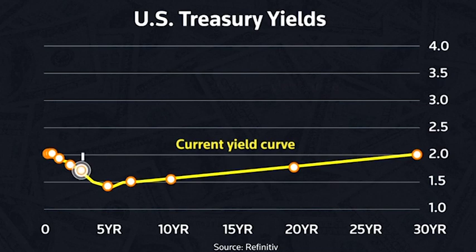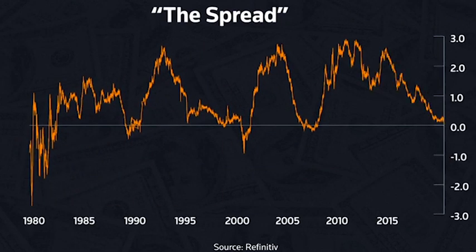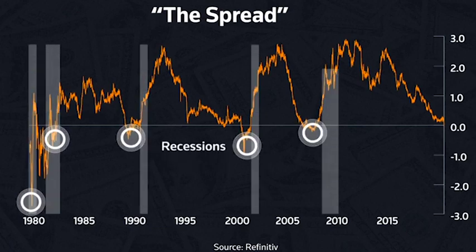Another way of looking at it is to measure the difference in yield between the 2-year and the 10-year Treasury bonds. Investors call that difference a spread. When the 10-year yield is below the 2-year yield, the spread is negative. And negative spreads seem to precede recessions. This shows the spread going back to the 1980s. Here are the spots in the last 20 years where that spread has dipped negative, and here are the periods where the U.S. economy went into recession.